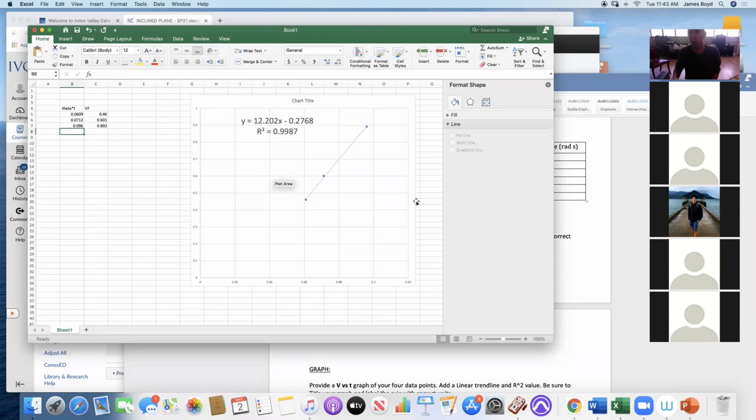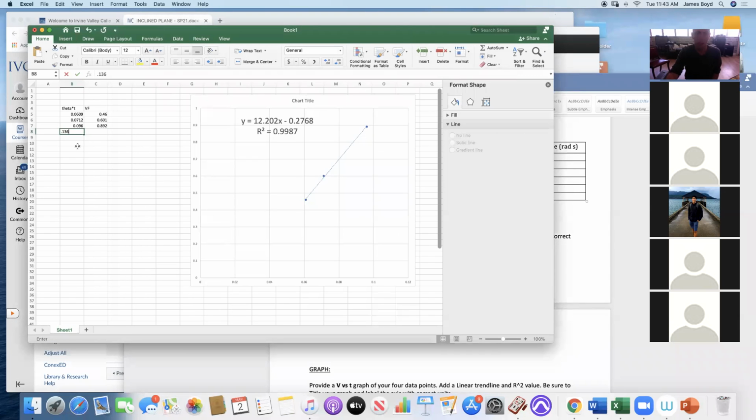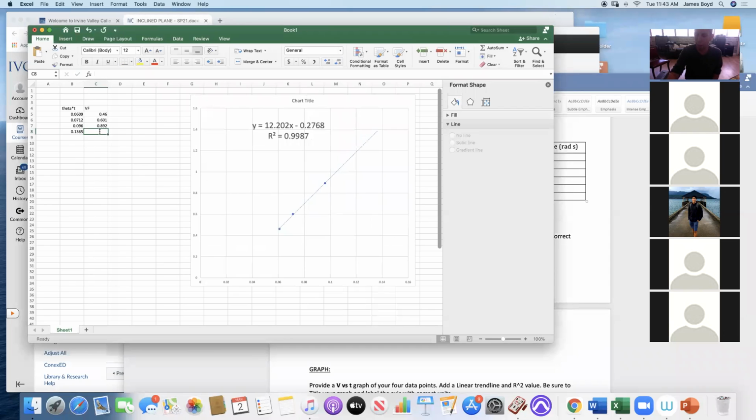So let's put this back. What was it? 0.1365. And this was 1.116. I don't want you fudging your data, but you might need to run it a few times. And why did that change? Oh, I know why that changed. 0.116. So let's say this is your data, and you've labeled the axes with units, and you've labeled the type.